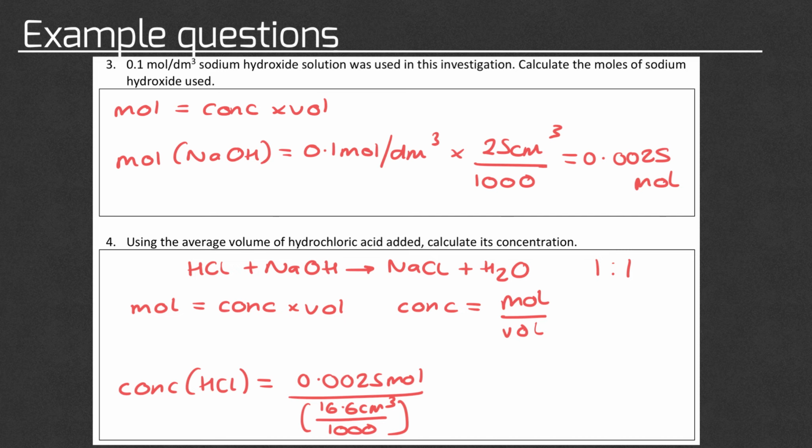We would then sub in the values into this equation. So the moles is 0.0025. We know the moles of sodium hydroxide was 0.0025. We've got a 1-to-1 ratio between the moles of acid and alkali. Therefore, we must have 0.0025 moles of hydrochloric acid. The average volume we worked out in question 2, which was 16.6, we've divided by 1000 to convert centimetres cubed into decimetres cubed. This gives us an answer of 0.15 moles per decimetre cubed.